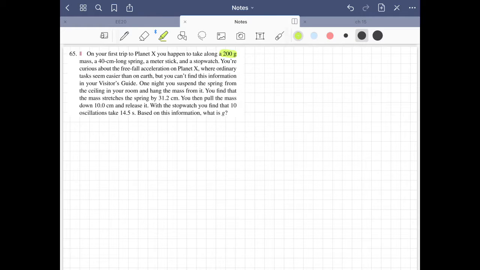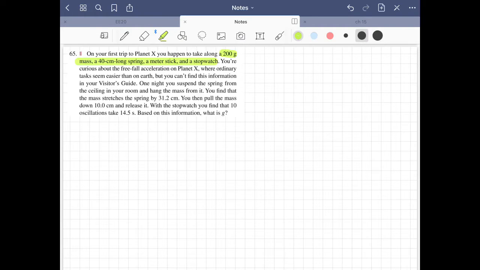On your first trip to Planet X, you happen to take along a 200-gram mass, a 40-centimeter-long spring, a meter stick, and a stopwatch. You're curious about the freefall acceleration on Planet X, where ordinary tasks seem easier than on Earth, but you can't find this information in your visitor's guide.